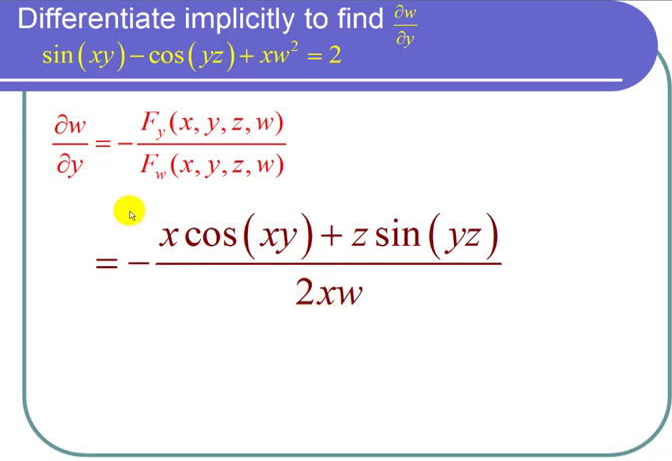So my final answer is that the partial derivative of w with respect to y is equal to negative x cosine of xy plus z sine of yz, all divided by 2xw. And I'm done with the problem.